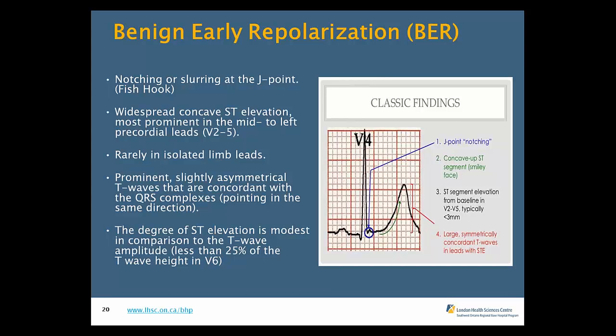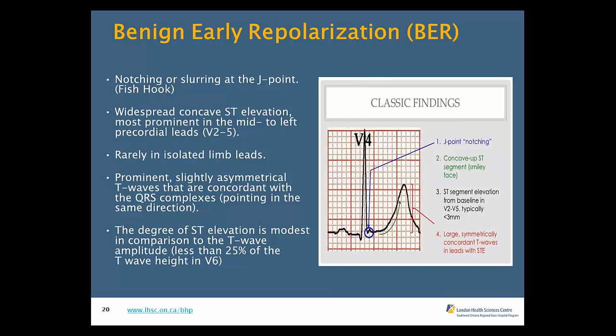So if you do have ST elevation that is over 25%, and again that's going to be a rough guideline, certainly if you have ST elevation that's basically as high as the T wave, that's going to be probably pointing away from benign early repolarization and pointing more towards STEMI.